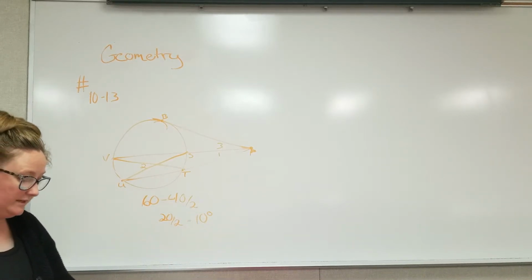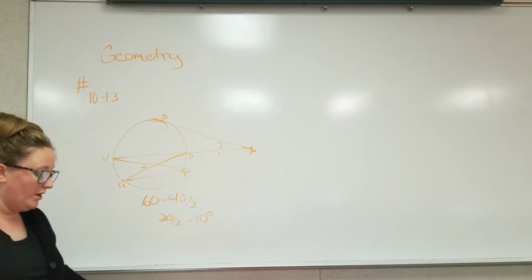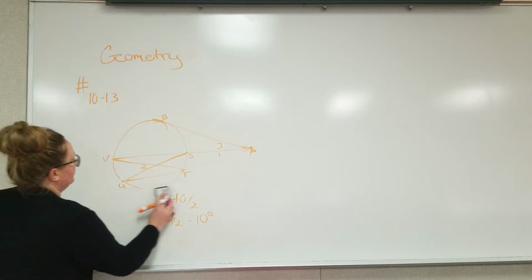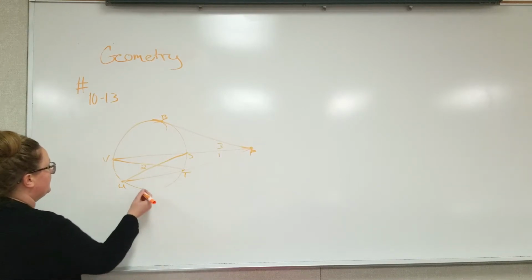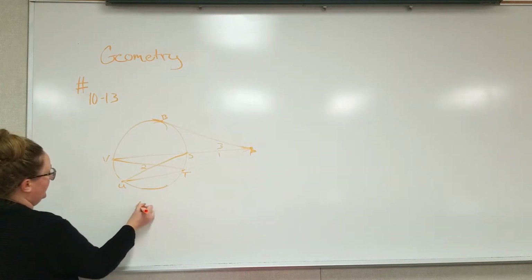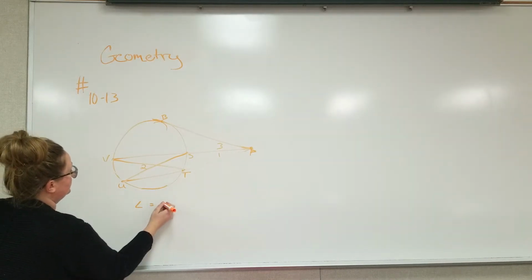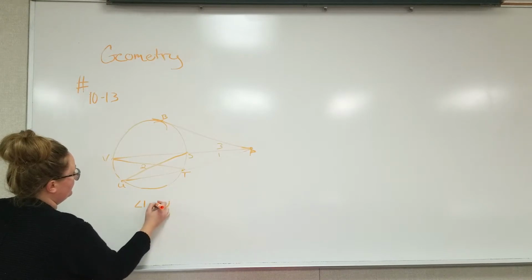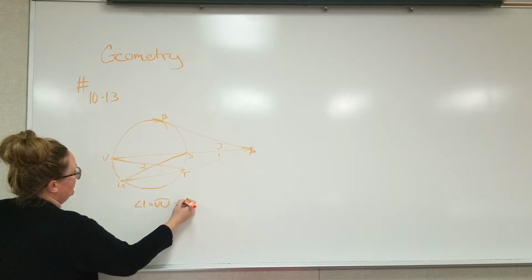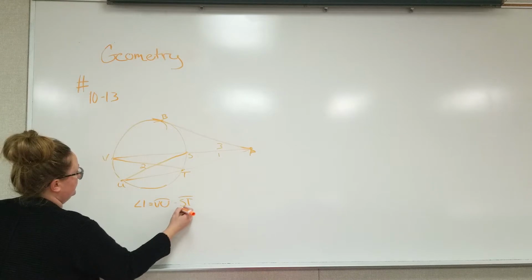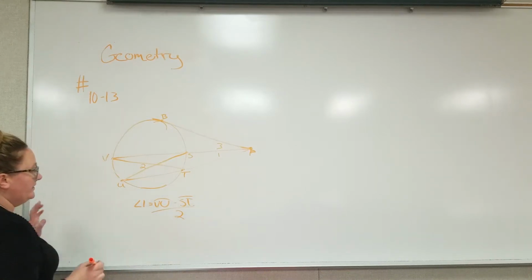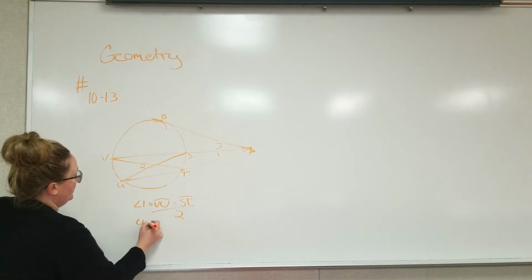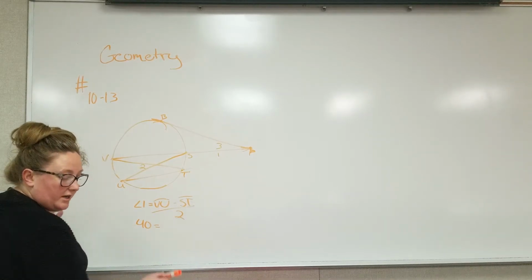Number 13, it's the same problem, but they give you the measure of angle 1 and want you to find V. All right, so remember, this angle 1 is equal to, it's outside, so it's equal to the measure of arc VU minus arc ST divided by 2. All right, and then they give you the measure of angle 1, which is 40 degrees, and they give you the arc ST.